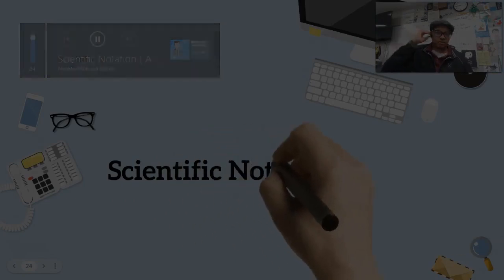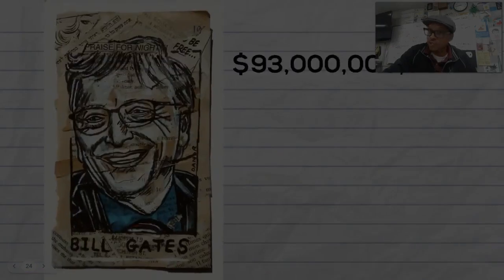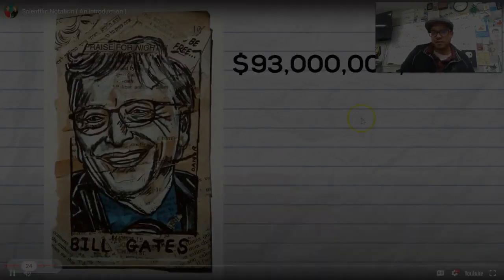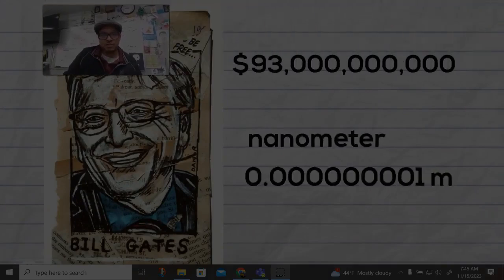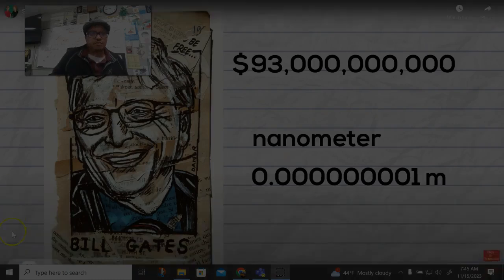In this video, I'd like to talk about scientific notation, an easy way to write big numbers. Bill Gates has a net worth of $93 billion. Wow, that's a lot. This is a large number to write. A nanometer is 1/billionth of a meter, and it is written like this. Both of these numbers can be rewritten using scientific notation.